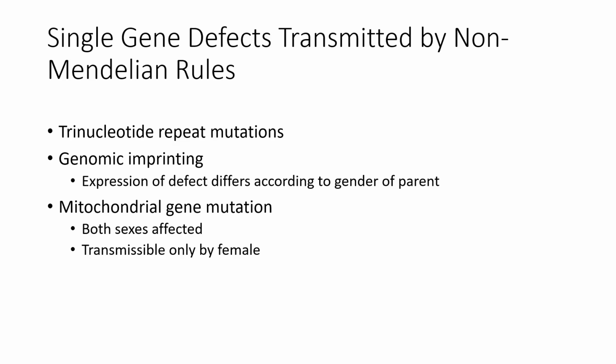Mitochondrial gene mutations. Mitochondrial inheritance follows one brutally simple rule. If mom has it, everyone can get it. If dad has it, nobody does. Both sexes are affected, but only females transmit the mutation because sperm contribute essentially no mitochondria to the embryo. These diseases disproportionately affect high-energy tissues, so the brain, muscle, and heart, because mitochondria are the cell's power plants, and those tissues are energy hogs. Severity can vary within the same family due to heteroplasmy, different proportions of normal versus mutant mitochondria in different cells.